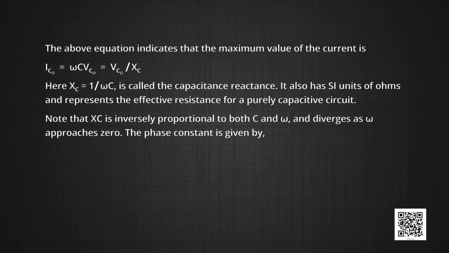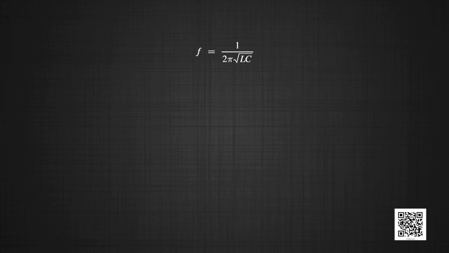The phase constant is given as phi is equal to minus pi by 2. It is just the reverse of the inductor, where phi was equal to plus pi by 2. Then the frequency f is equal to 1 upon 2 pi under root LC, where L is measured in henry and C is measured in farad.